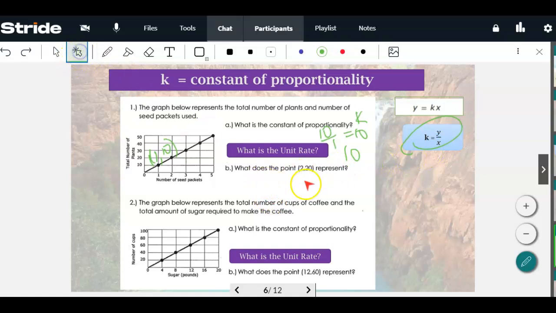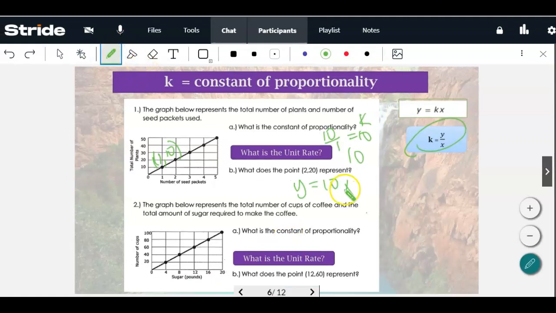And then our question here, what does the point 2, comma 20 represent? Okay, so that means there's 2 seed packets and we'd get 20 plants. All right, and then, so I'm going to add one more thing here. If I was set to write the equation, it's y equals 10x.